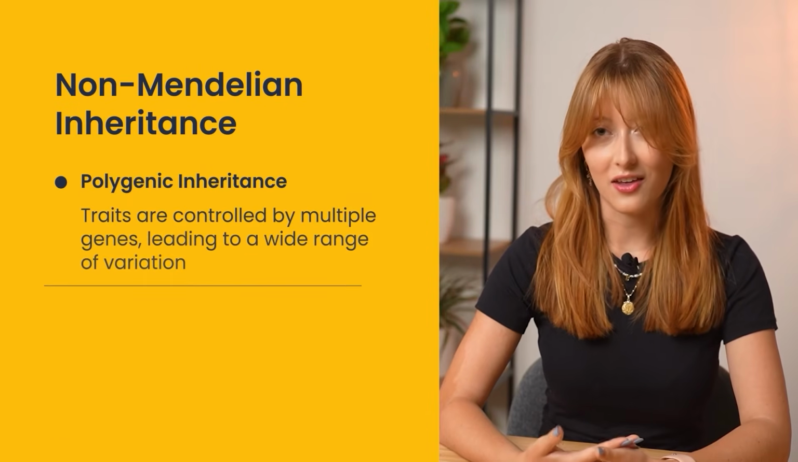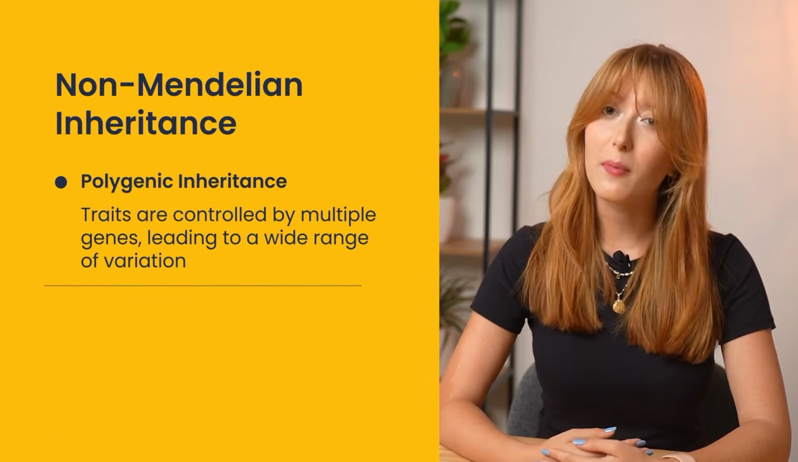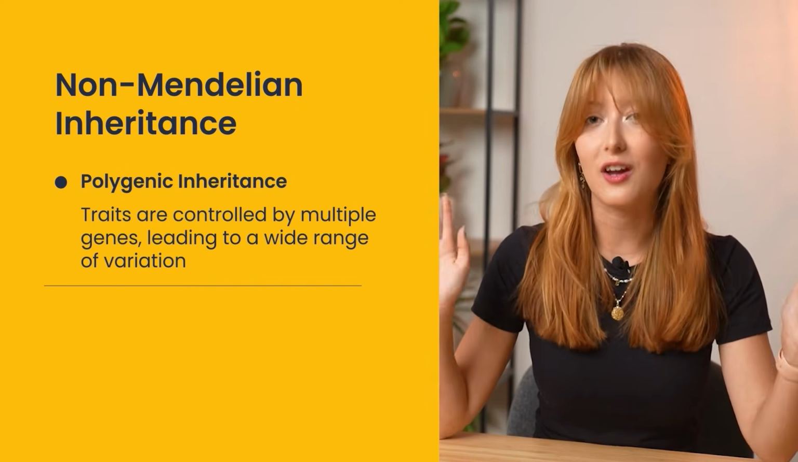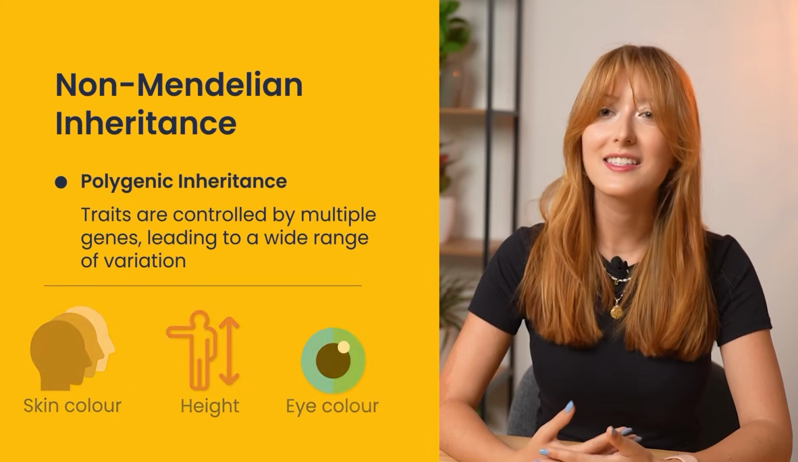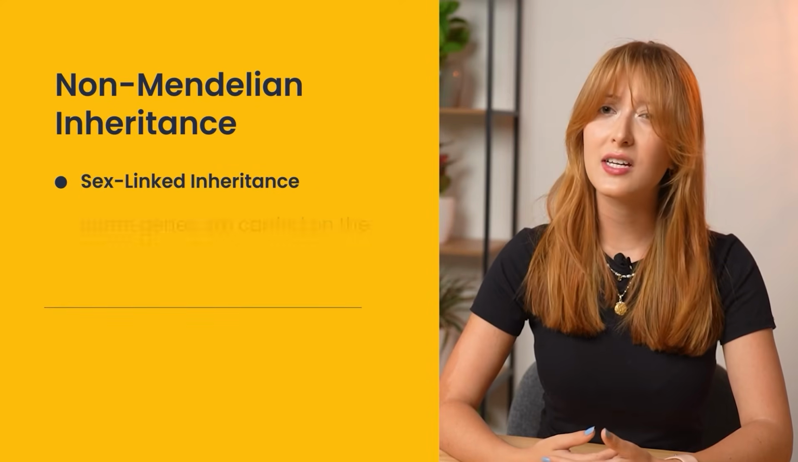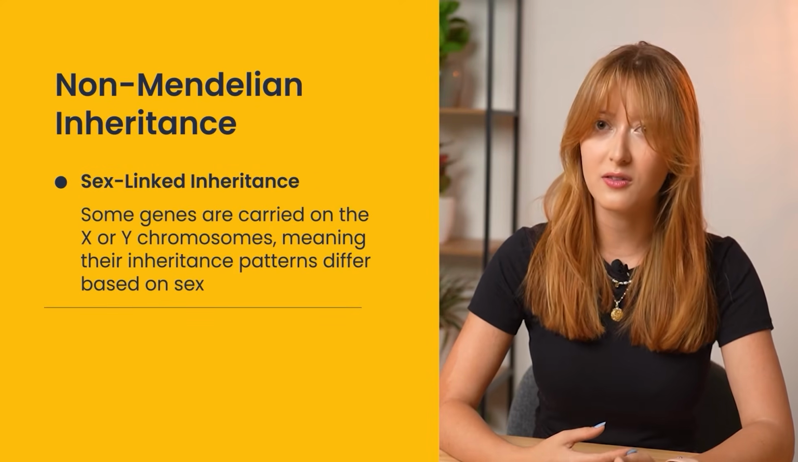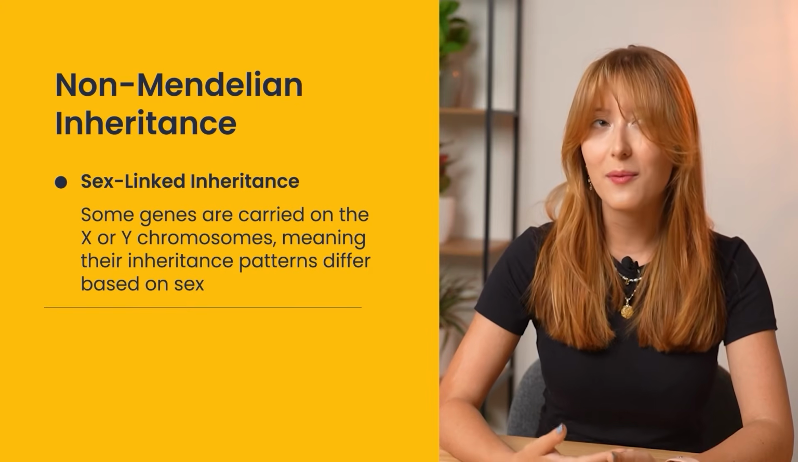Polygenic inheritance is a third example, where the traits are controlled by multiple genes leading to a wide range of variation. For example, skin color, height, and eye color. And lastly, sex-linked inheritance. Some genes are carried on the X or the Y chromosomes, meaning their inheritance patterns differ based on sex.